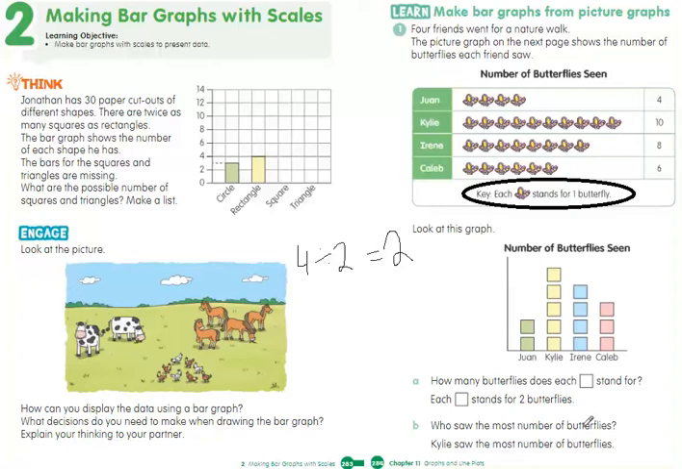Who saw the most number of butterflies? Well, you look to see which bar is the highest. Even though we don't have a scale on the side here, you can see the highest bar is the one who has the most butterflies. And in this case, Kylie saw the most butterflies.